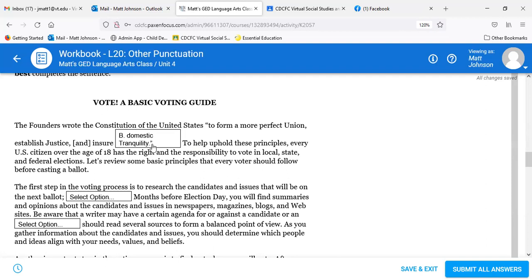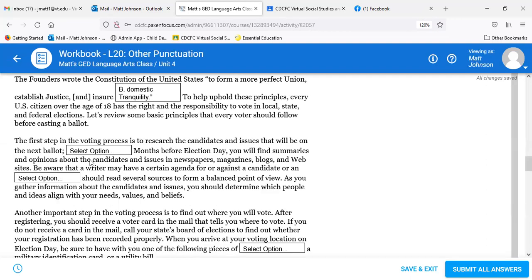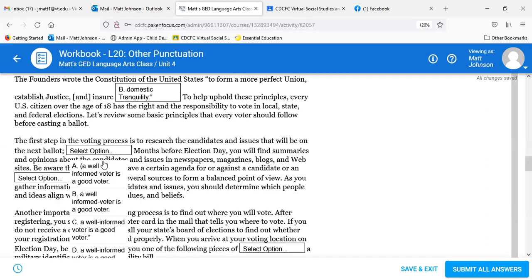To help uphold these principles, every U.S. citizen over the age of 18 has the right and the responsibility to vote in local, state, and federal elections. Let's review some basic principles that every voter should follow before casting a ballot. The first step in the voting process is to research the candidates and issues that will be on the next ballot. A well-informed voter is a good voter. Grace, what do we use here?